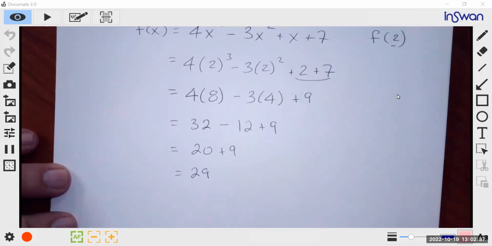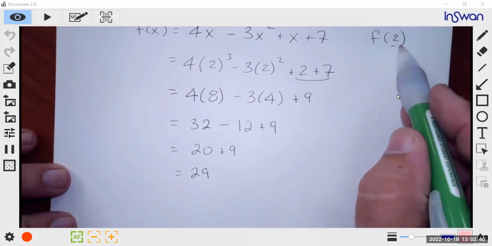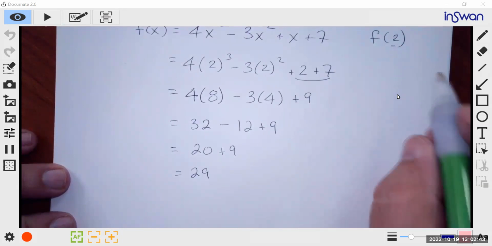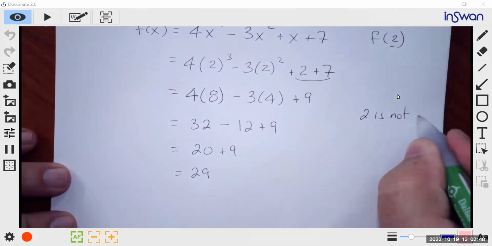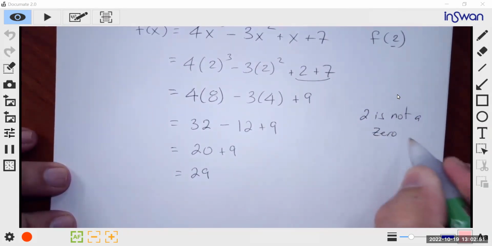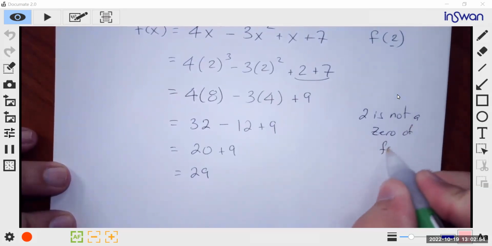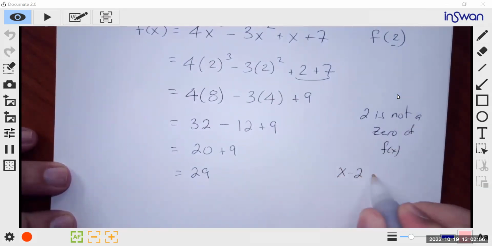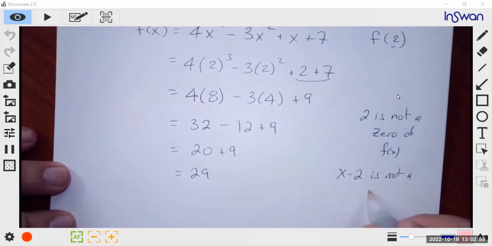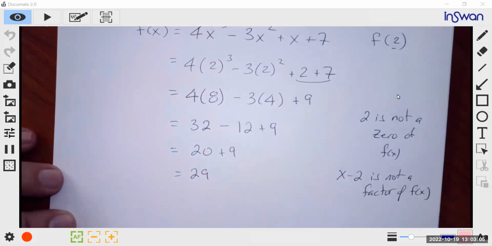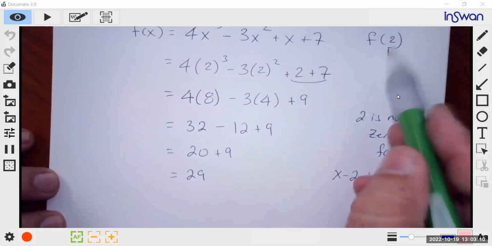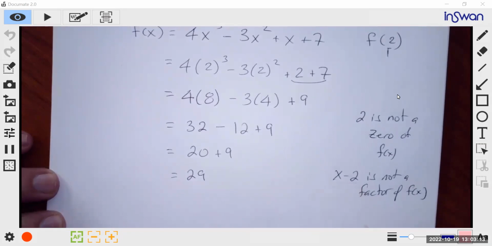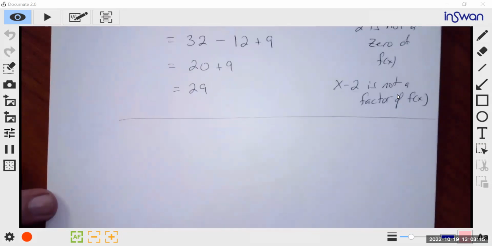So what can you tell me about that number 2? It's minus 2 is not a factor. Yeah, so it says 2 is not a 0 of the polynomial. And then x minus 2 is not a factor of the function. So this one, we're looking at, is it a 0? No. If that's not a 0, then the same reasoning, that's not a factor. Let's try another one.